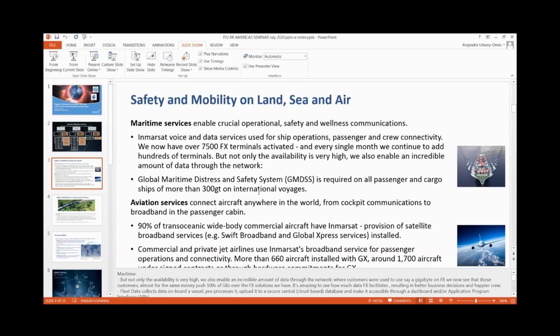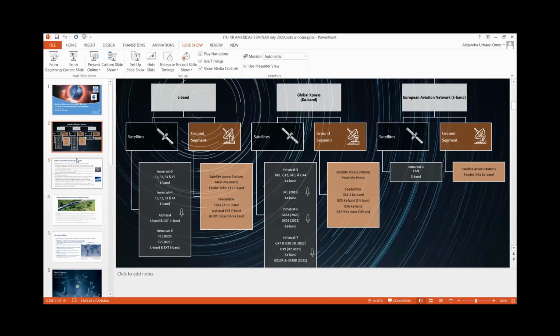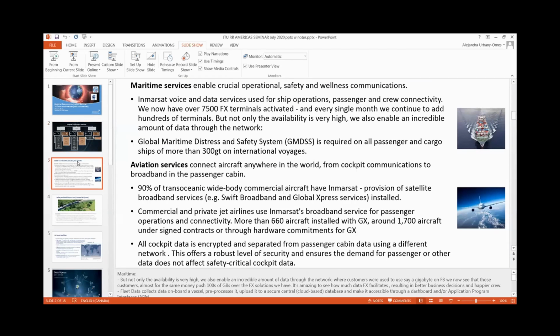In aviation, we have equipped many of the airlines with Global Express. I will give just a summary of how K-band and its high throughput have been very important, not only for cockpit communications, but also for the passenger cabin. And we have customers in all the main airlines. I will mention Lufthansa, Qatar Airways, Philippine Airlines, and we have Avianca in the Americas.